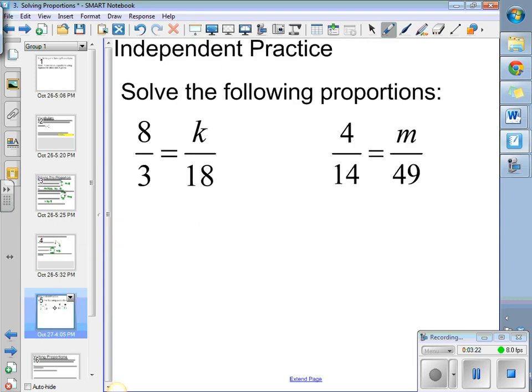Independent practice. So, of course, you pause here, do these, and come back. And then you'll watch me do them. All right, so how do I get from 3 to 18? I multiply by 6. So here, I'm going to multiply by 6, and my k is 48.